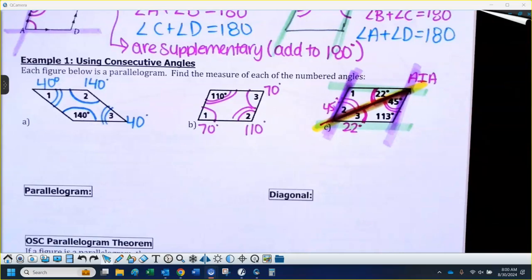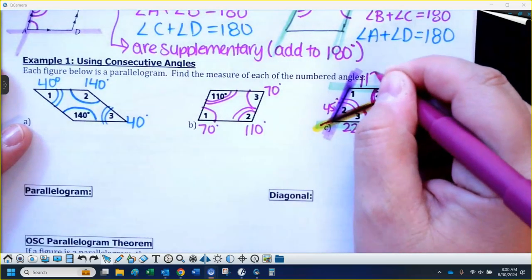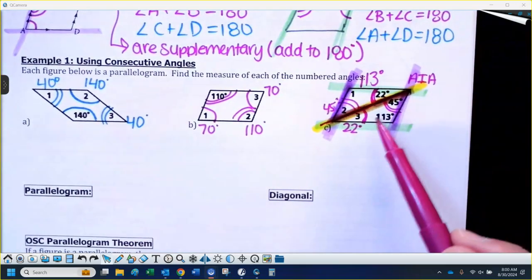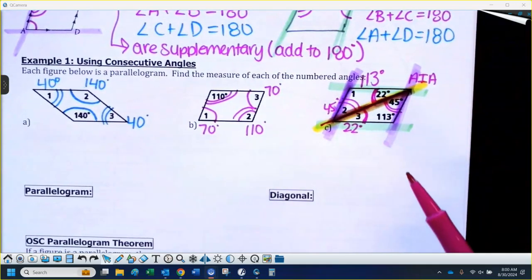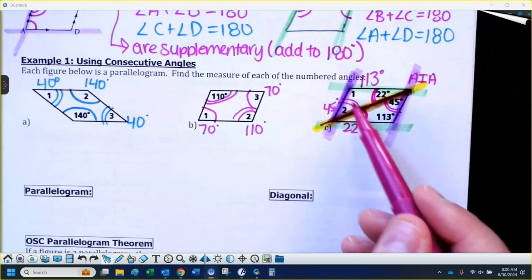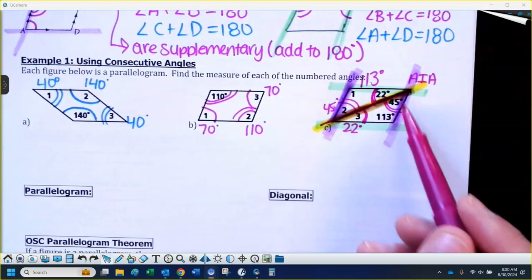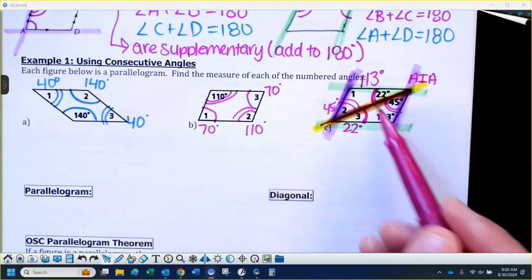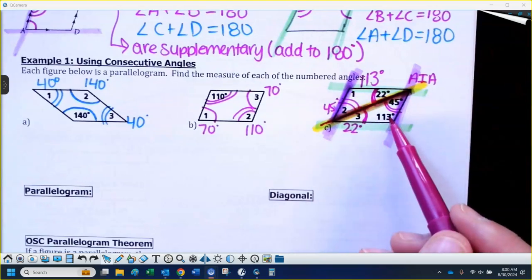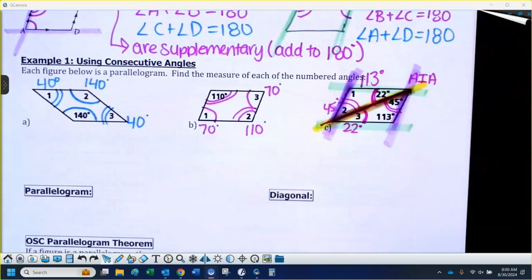Anybody know what angle 1 would be? 113 has to be. And there's a bunch of different properties you could use here. That diagonal splits that parallelogram into two triangles, so you could actually use the fact that the triangle angles have to add up to 180. We're going to talk about this actually today, but the opposite angles, the angles across from each other in a parallelogram, are always going to be the same measure. Is anybody having a question?